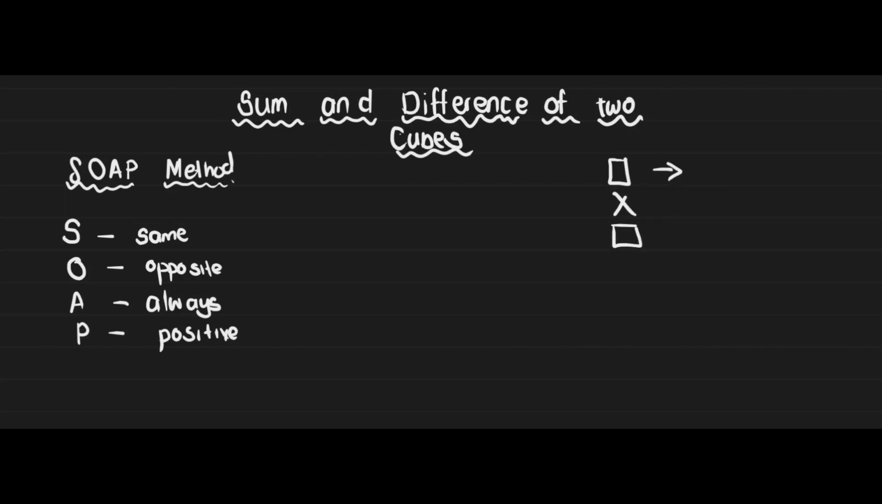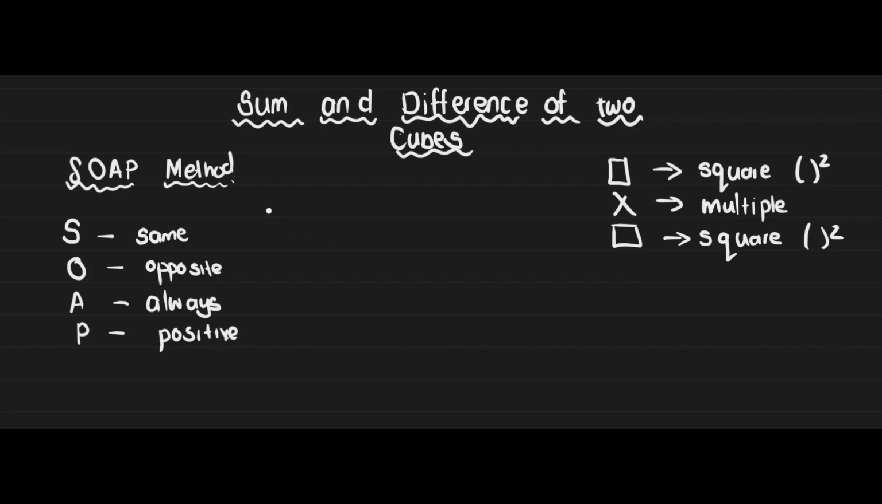So this one stands for square, but in our case, we mean this square. Then this one stands for multiplication, to multiply, right? And this one stands for square, which is, as I said, this one. So using the abbreviation for the SOAP and this, let me use it to find the sum and difference of two cubes.